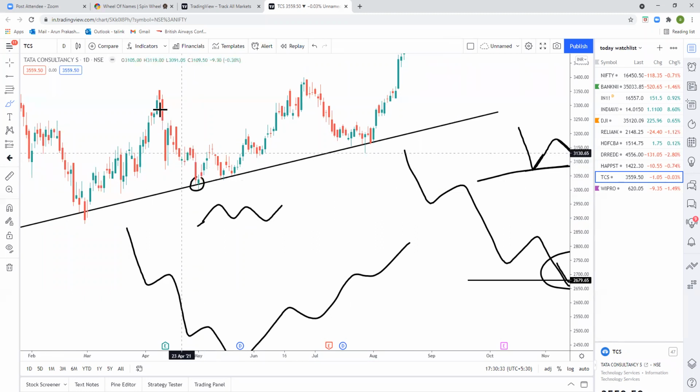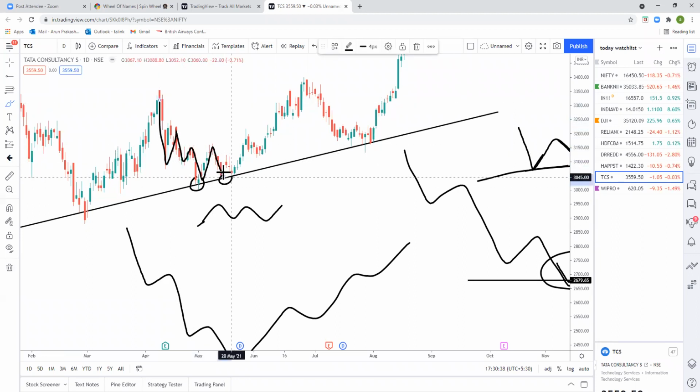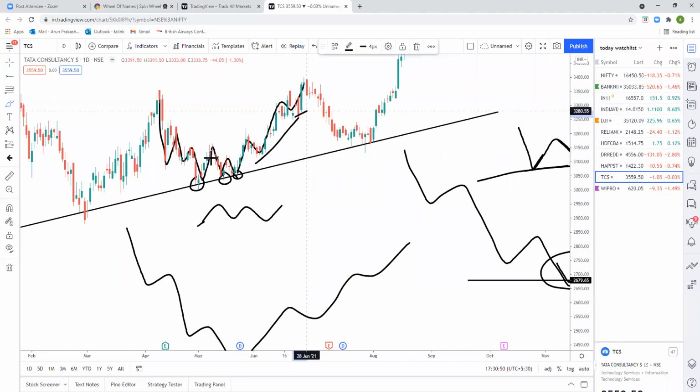Now, what you should do is wait for it to consolidate. Then enter here, or you are again getting an entry here, but this is not sure. You can enter at this double bottom level. Then you will see the stock giving you good moves immediately. If you are entering here, even then you will be able to capture this move, but you are going to sit with no profit or no loss for almost 15-16 days. This is one example in TCS.